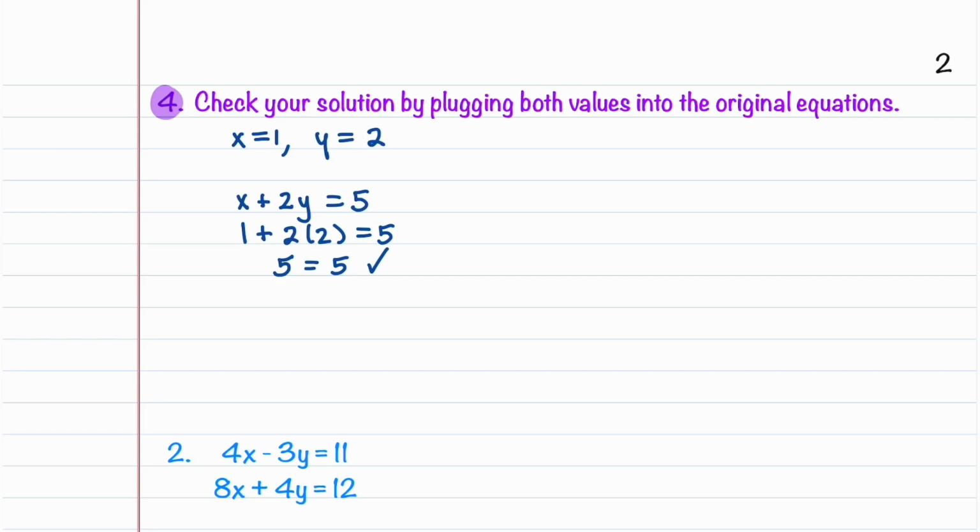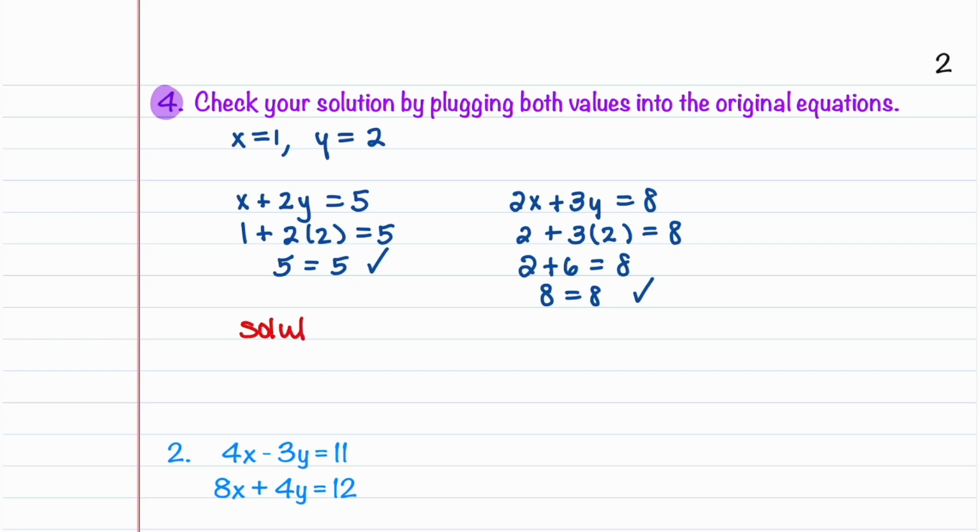Let's now check our other equation. Our other equation was 2x plus 3y is equal to 8. We're going to plug in x is equal to 1, so this gives us 2 plus 3, plugging in y is equal to 2, is equal to 8. So we have 2 plus 6 is equal to 8, and we have 8 is equal to 8. This tells us that our solution was correct. So let's go ahead and write down our solution. Our solution is (1, 2).